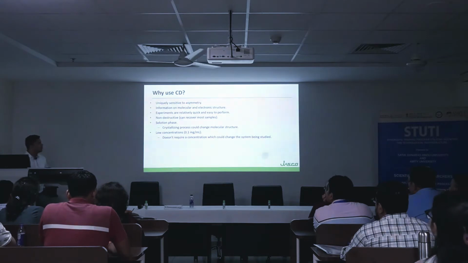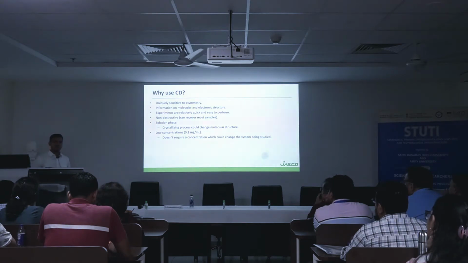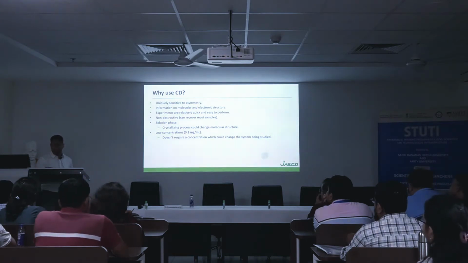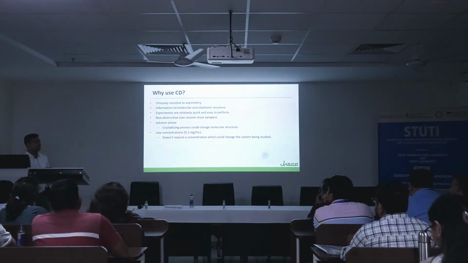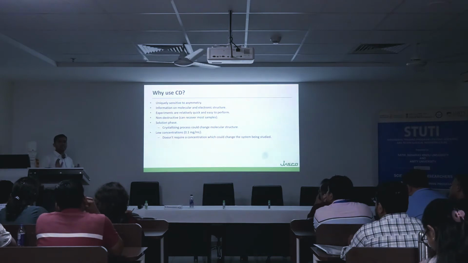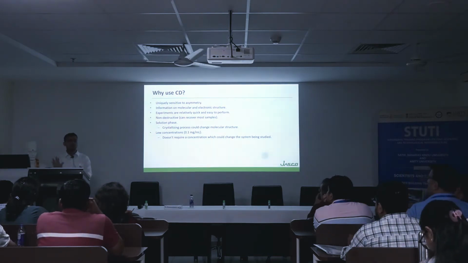Initially, 0.1 mg per ml of sample you can analyze, but with the kind of assays we have, we can also go with a 20 microliter sample size. A single small drop of your sample is enough to get data for secondary structure estimation. This is basically what people generally use circular dichroism for: the secondary structure estimation of protein molecules.